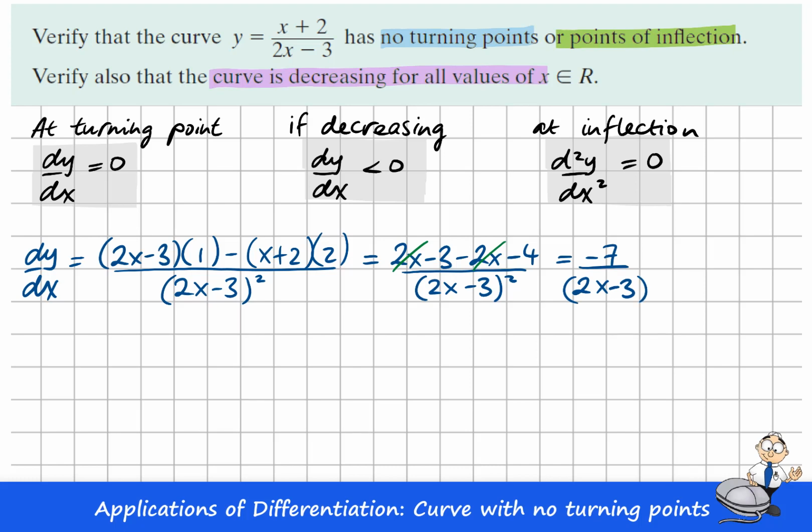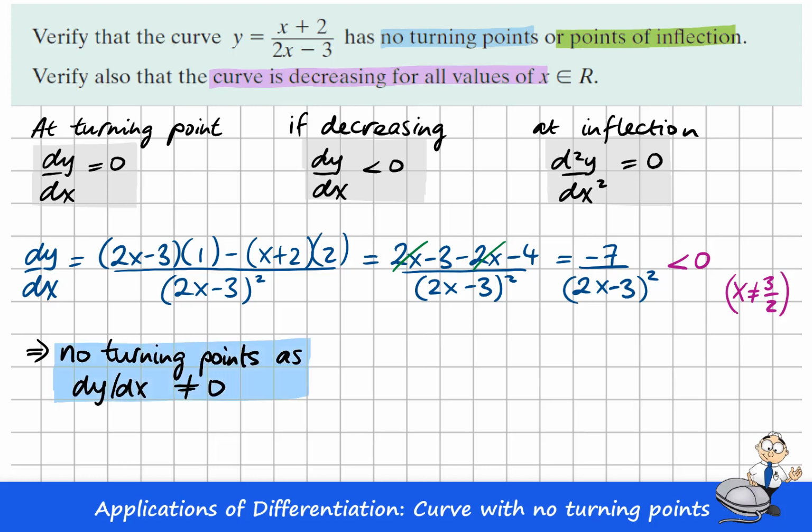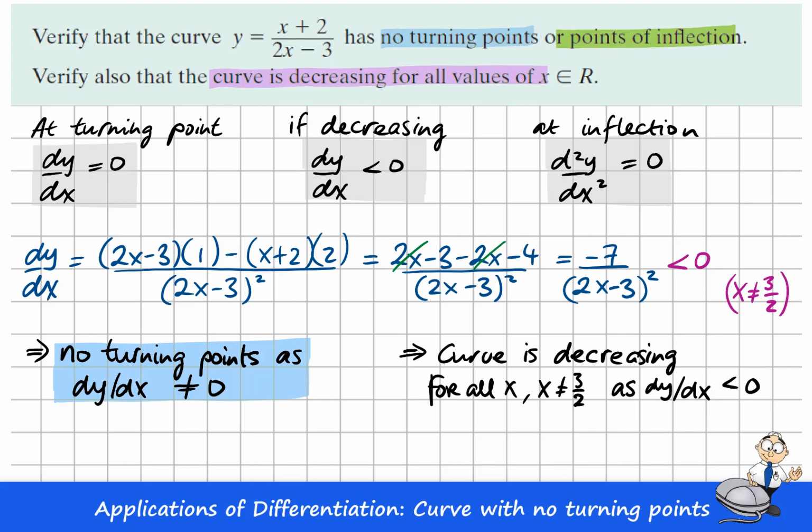What we might recognize about this expression is that it could never be positive. It could never be equal to 0. It's always negative, because the denominator here could never be equal to 0 or a negative value. However, it must be pointed out the denominator does not exist if x had the value 3 over 2. So this proves two of the points, really. It proves that it has no turning points because dy dx could not be equal to 0, and it also proves that the curve is always decreasing for all values of x, because the derivative is always negative.